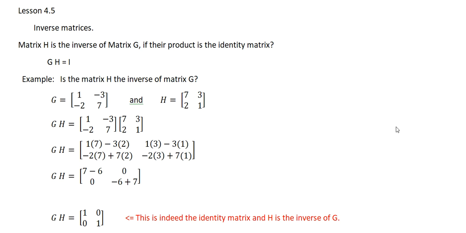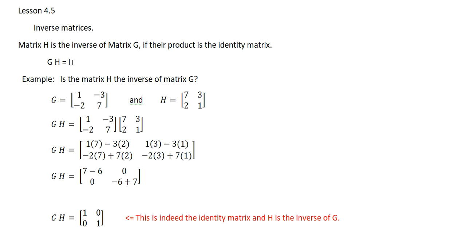We're going to make a definition here. The matrix H is the inverse of matrix G if their product is the identity matrix. And that should actually be a period. There's no question about that. This is a definition. So in other words, if we take the product of G and H, is it equal to the identity matrix?